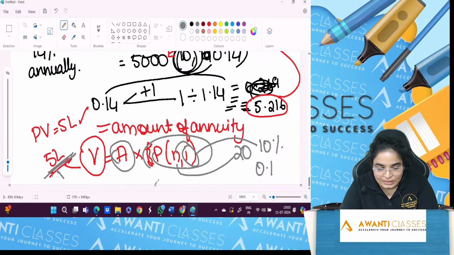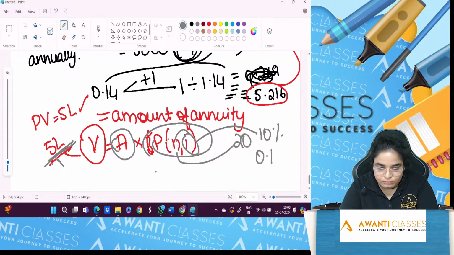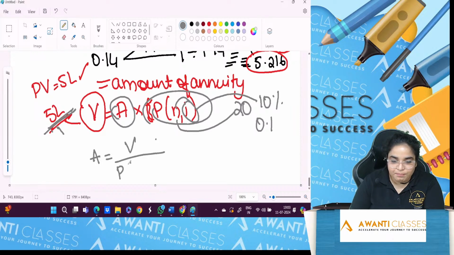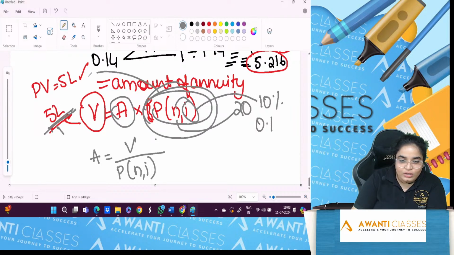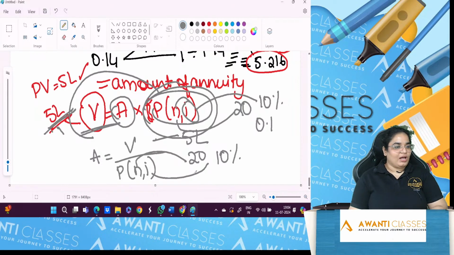So, in this question, the formula will be: A is equal to V divided by P of N and I. Why like that? This P of N and I will go to this side and it will divide. V is 5 lakhs. Here also N is 20, I is 10%. I have already given you the answer.